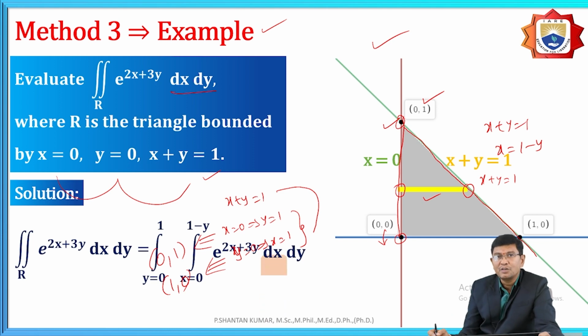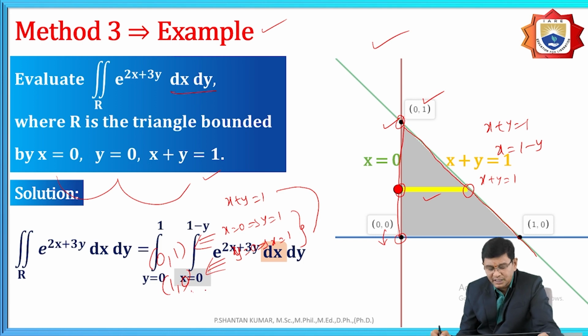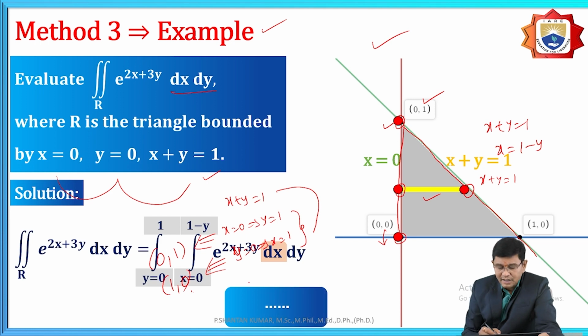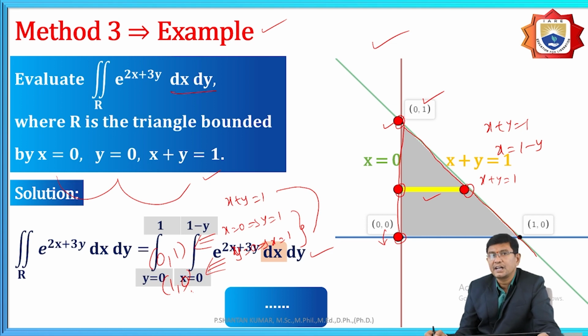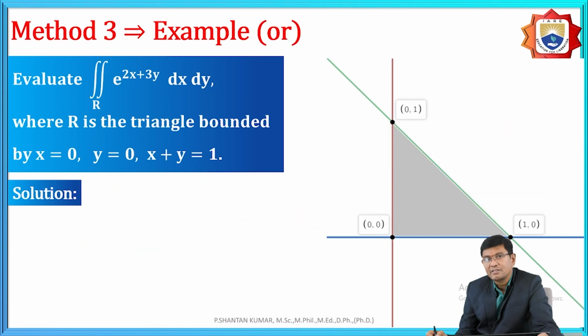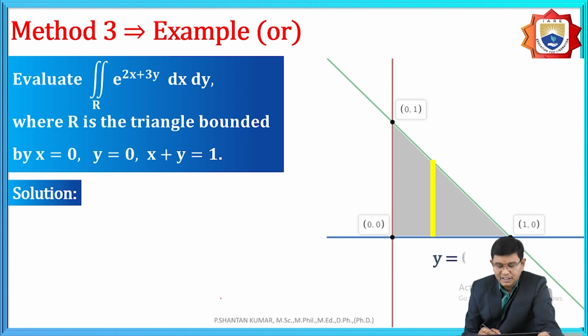Based upon this, we need to integrate. The x limits are 0 to 1 minus y, so first we integrate with respect to x, and after that with respect to y. As we know how to find the integration with respect to x and y, and in the previous session we discussed clearly, first integrating with respect to x and then with respect to y. After that, we obtain the solution.